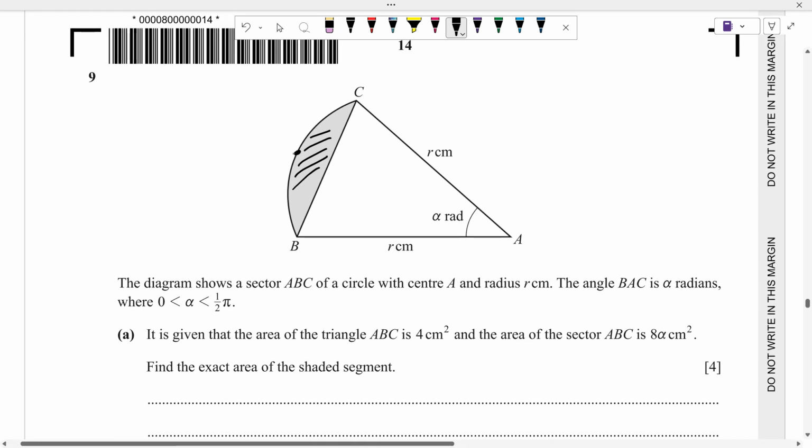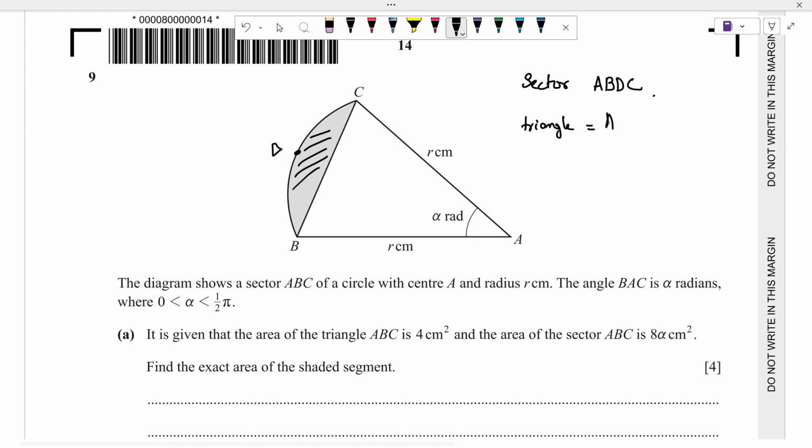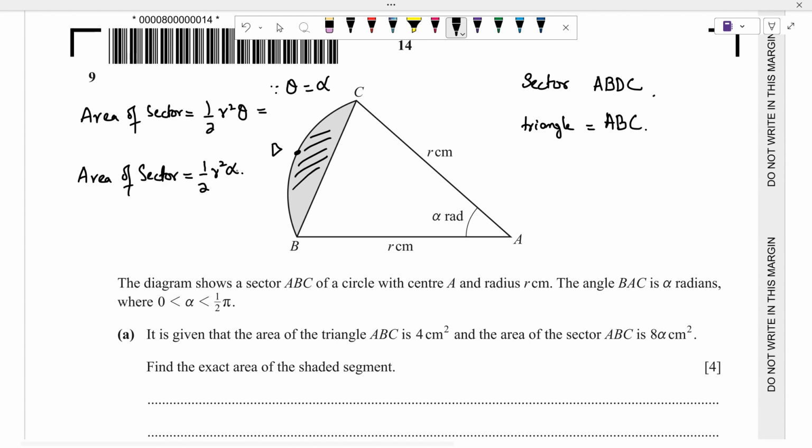If I consider this point D, we can say that the sector is ABDC and the triangle is ABC. We know that the area of the sector is 1 over 2 r squared theta, and in this case theta is alpha. So the area of the sector is 1 over 2 r squared alpha.